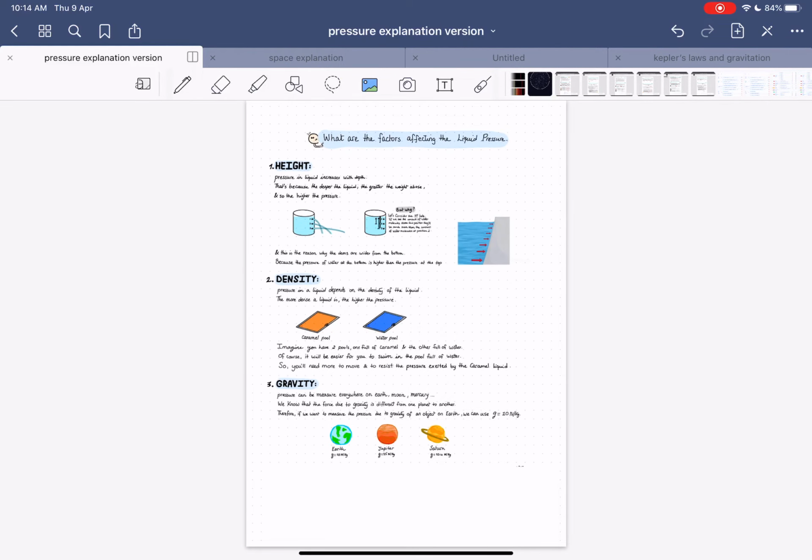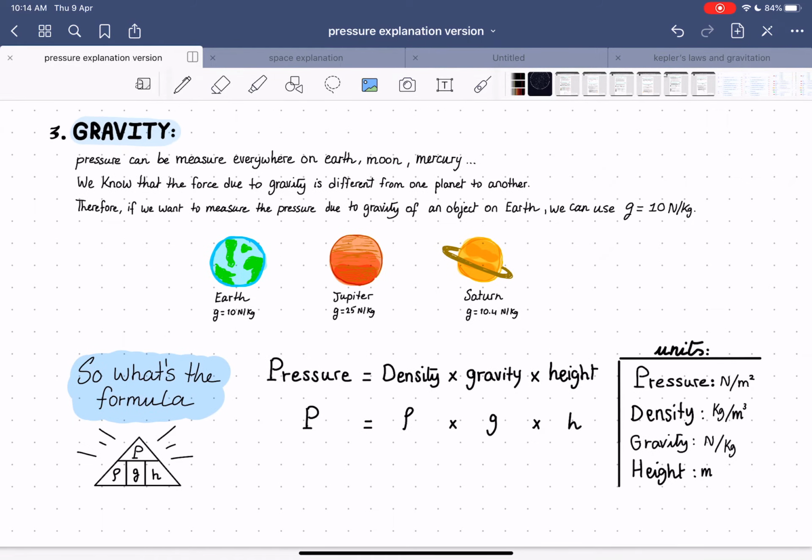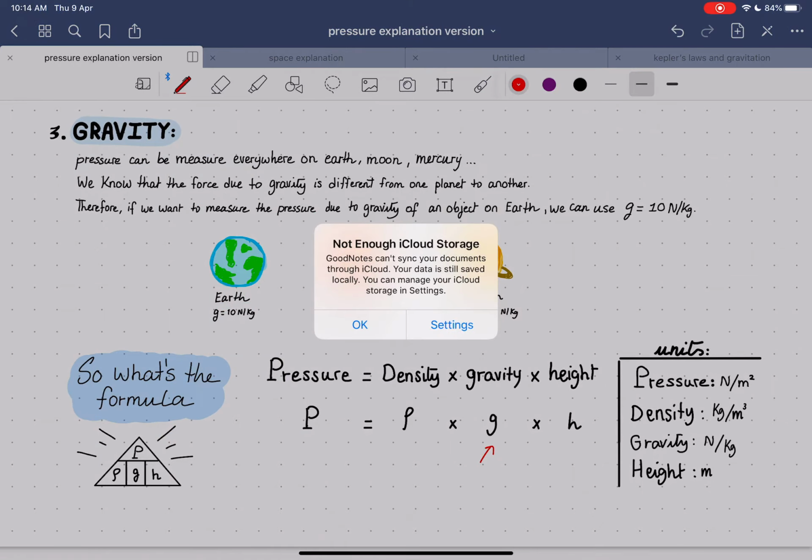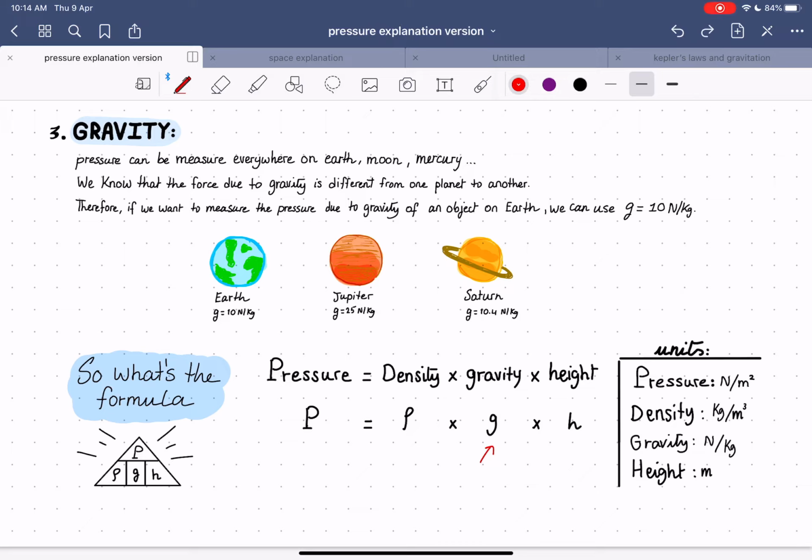And so if we join all three factors together, we will get the second relationship, which is pressure in liquid equals density times gravity times height. As we can see, pressure and density, pressure and gravity, pressure and height are all directly proportional to each other. As the density increases, pressure increases, as gravity increases, pressure increases, and as height increases, pressure increases.